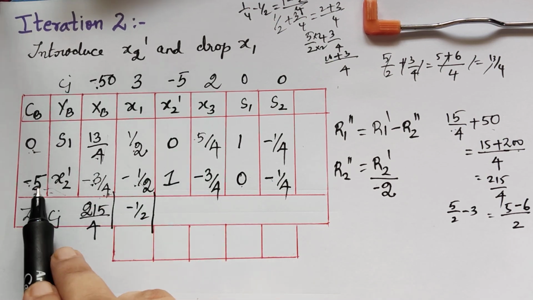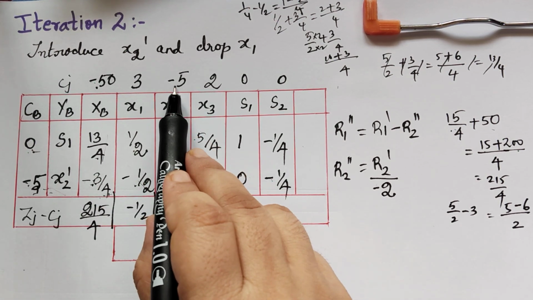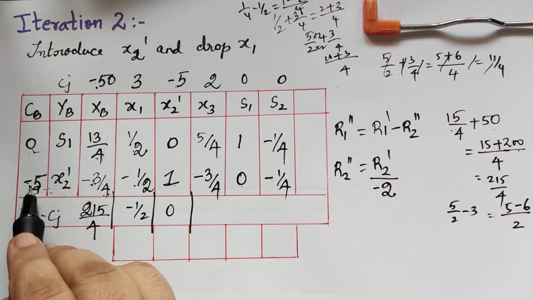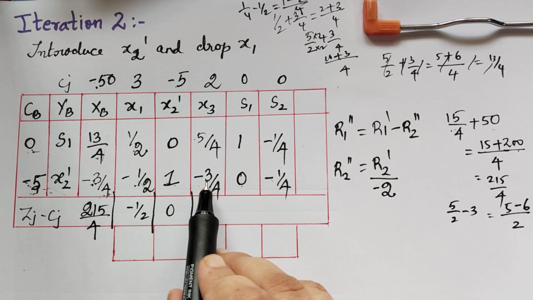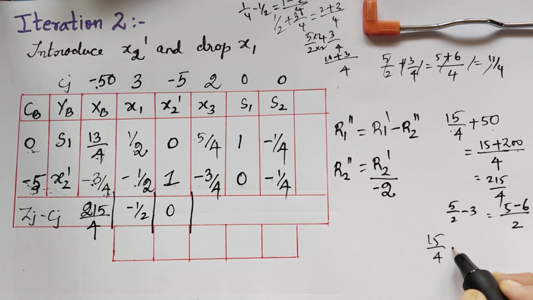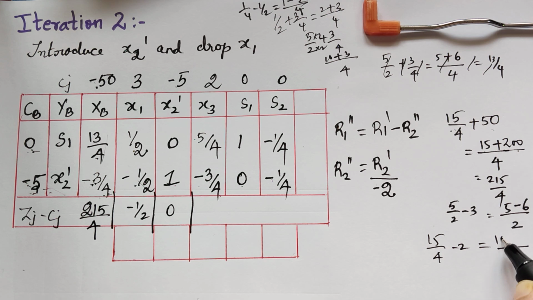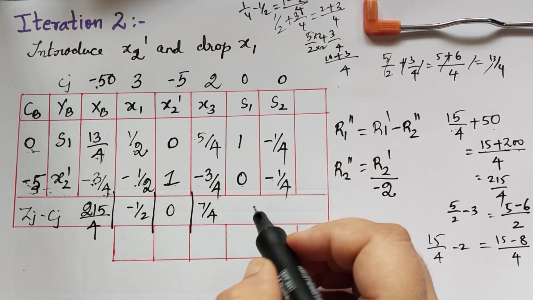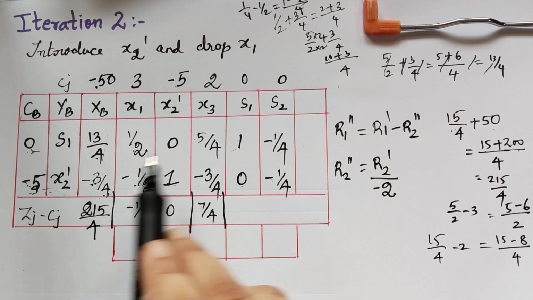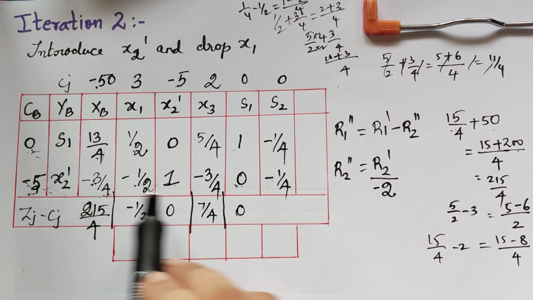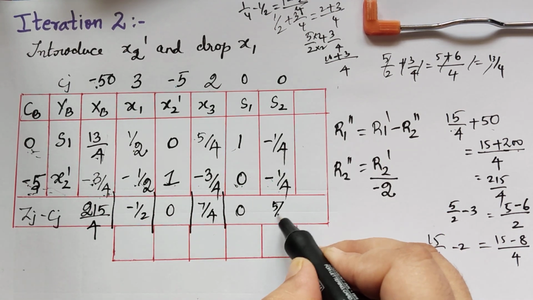Next is 0 into 0. Then minus 5, minus of minus 5 plus 5. So minus 5 plus 5 will become 0. And then minus into minus plus 5 3s are 15, 15 by 4 minus 2. So what is 15 by 4 minus 2? The LCM is 4, so 15 minus 8, which is 7 by 4. And then 0, and this is also 0, so 0. And then minus into minus plus 5 by 4 minus 0, so it is 5 by 4.